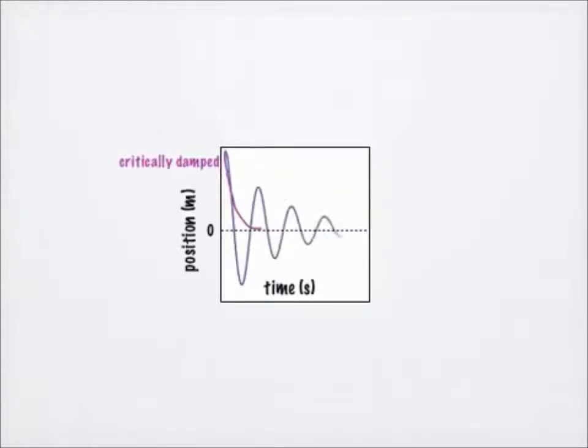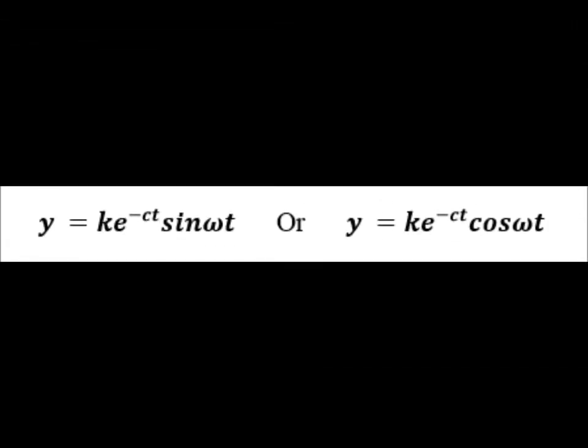When the equation describes the displacement y of an object at time t, the equations are y equal to k e raised to the minus c times t sine omega times t, or y equal to k e raised to the minus c times t cosine omega times t.